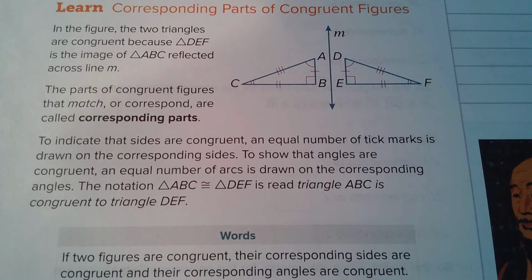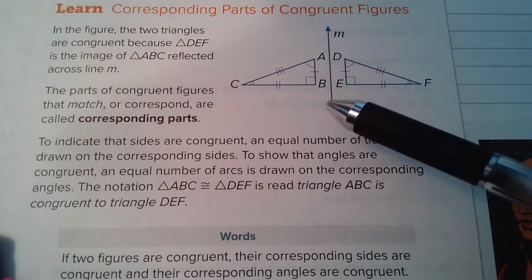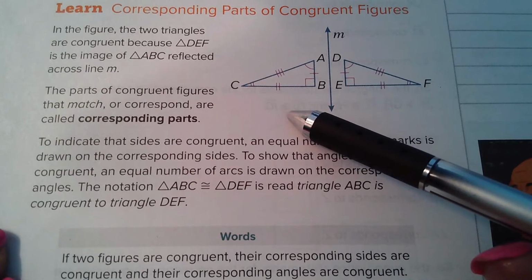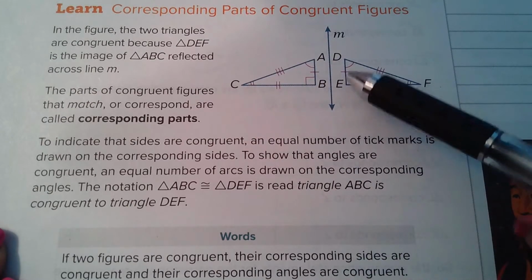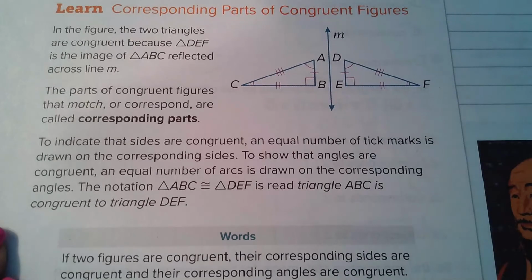Today's topic is corresponding parts of congruent figures. In the figure, the two triangles are congruent because triangle DEF is the image of triangle ABC reflected across the line M. So here we have two congruent triangles. ABC is congruent to DEF.